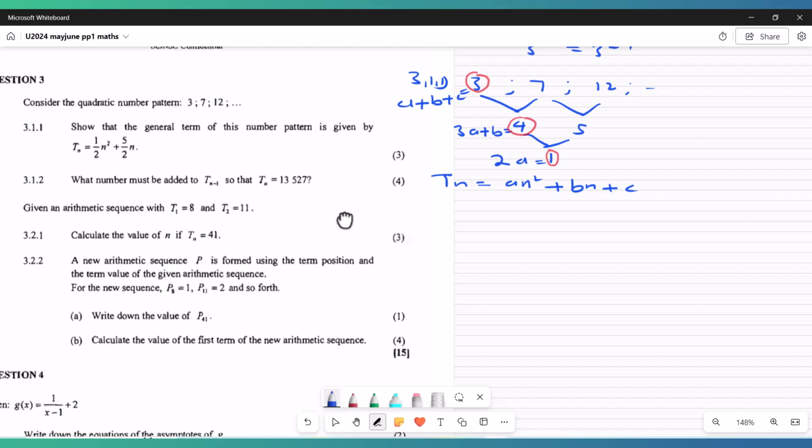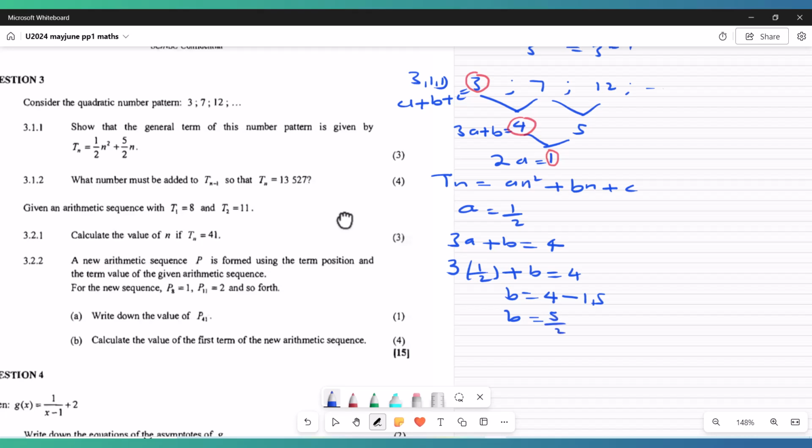So here we go. From here, my a equals 1 over 2. After getting a, come and get my b here. Now 3a plus b should give us 4. But what is our a? Our a is a half, so 3 times a half, then plus b must give us 4. So our b equals 4 minus 3 over 2, or you can say minus 1.5, which gives us b as 5 over 2.